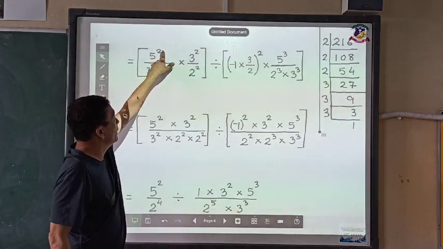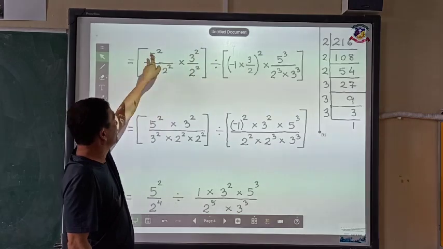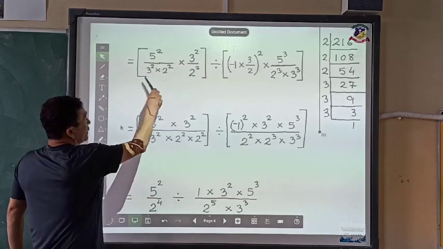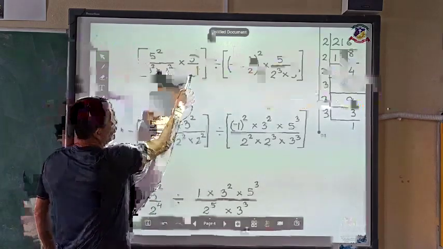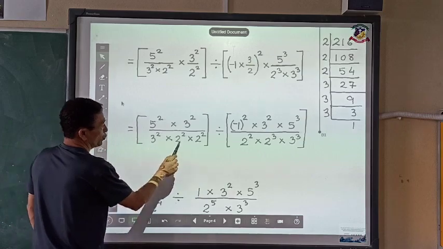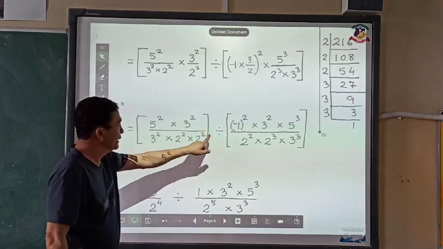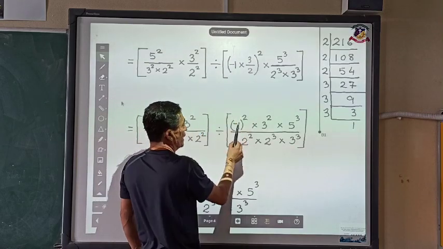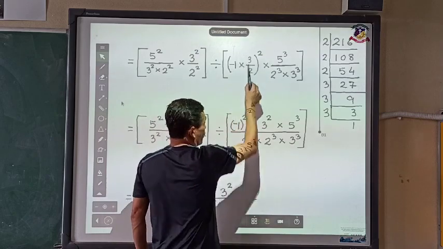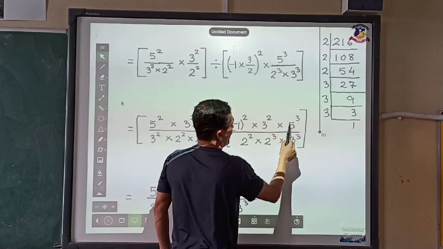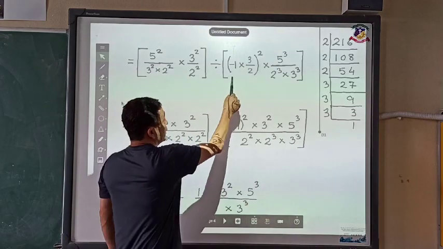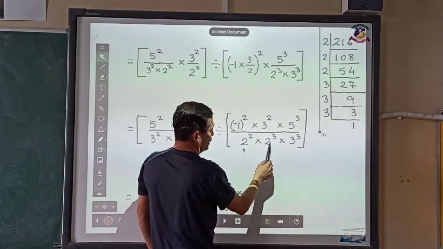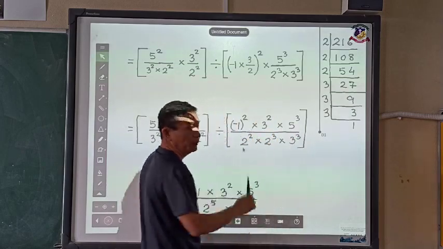So this is 5 squared in the numerator and 3 squared in the numerator, so I can directly write it as 5 squared into 3 squared. In the denominator, I have got 3 squared into 2 squared into 2 squared. Divided by, now this one is in the numerator: minus 1 whole squared multiplied by 3 squared multiplied by 5 cubed. And in the denominator, I have got 2 squared multiplied by 2 cubed multiplied by 3 cubed.